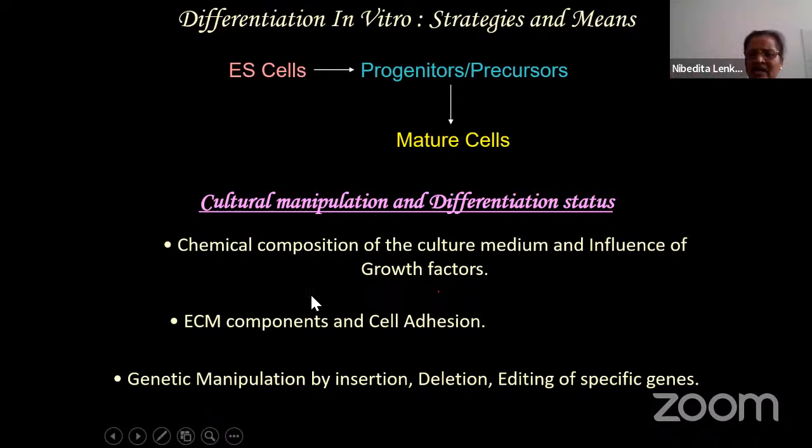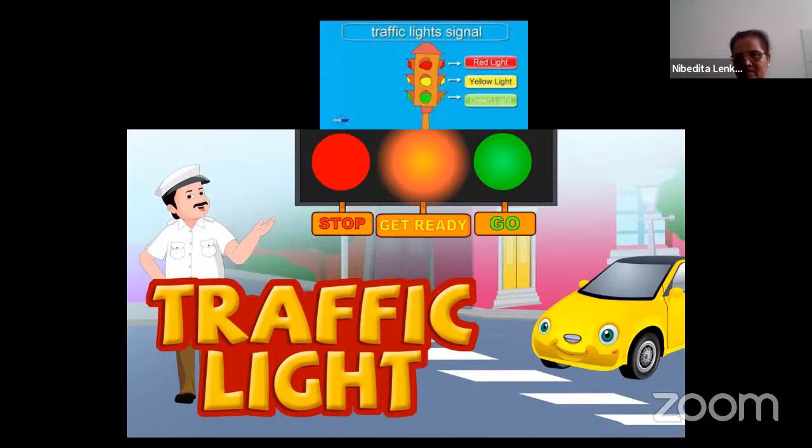Then there are the ECM components, and how the cells adhere. Some cells grow in suspension, while some have to be adherent. So how the ECM components are in place and how they contribute, what kind of ECM components we put on the dishes, cells also behave differently. Then, as I told, by genetic manipulation also, we trigger specific factors, the way we induce pluripotency, and in the same way, by genetic means, we can direct the cells to differentiate. But this particular process is highly regulated.